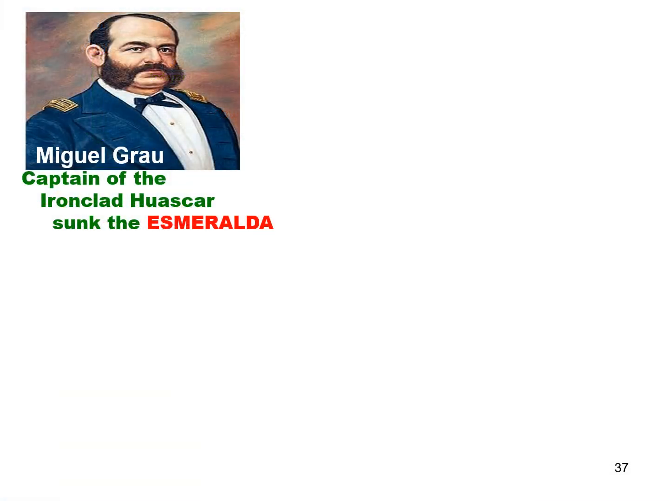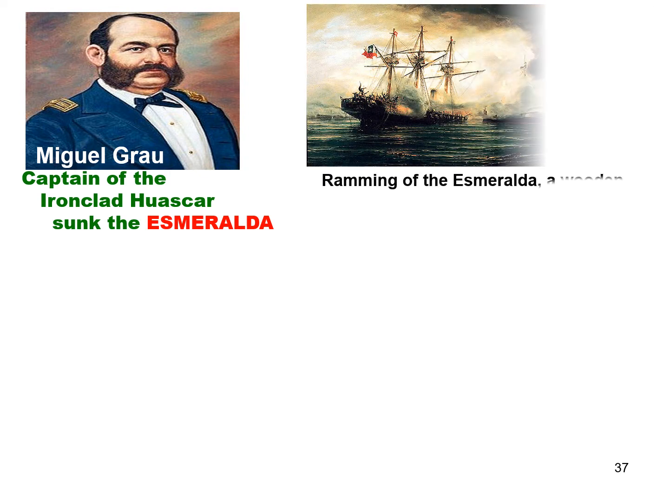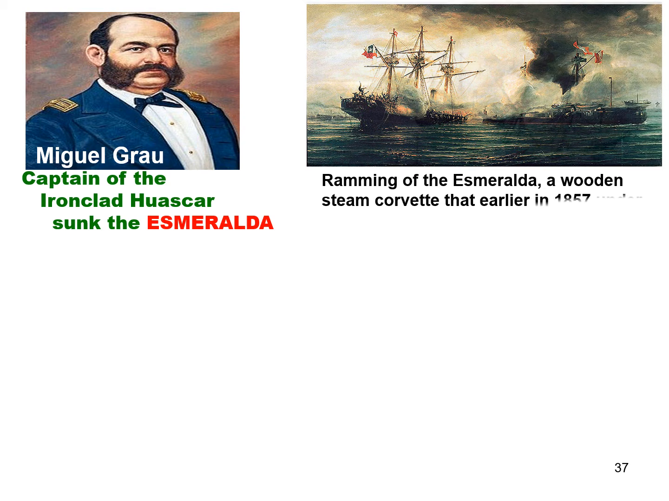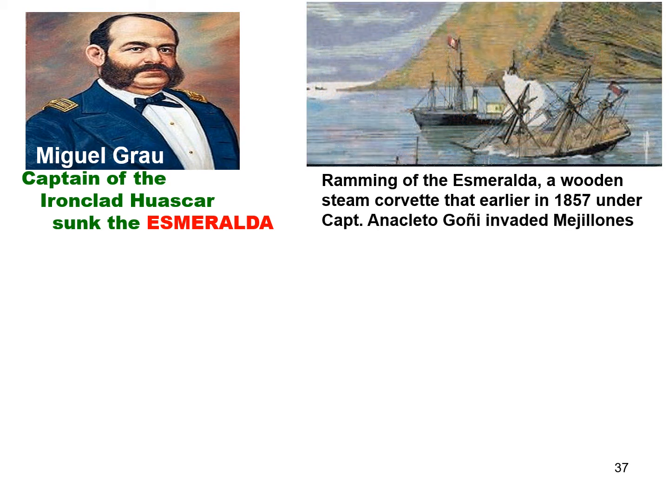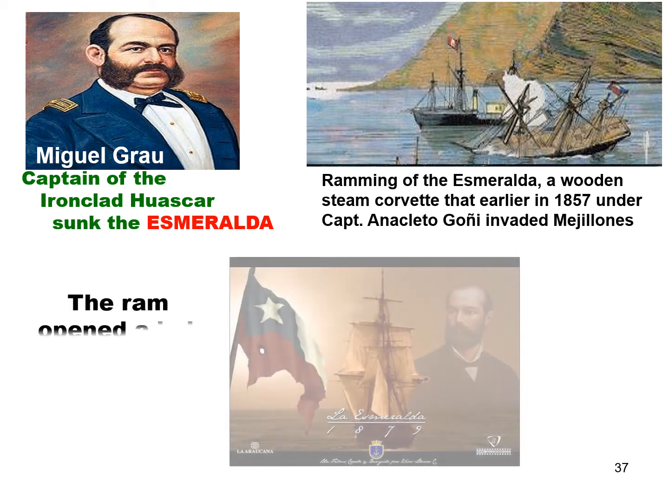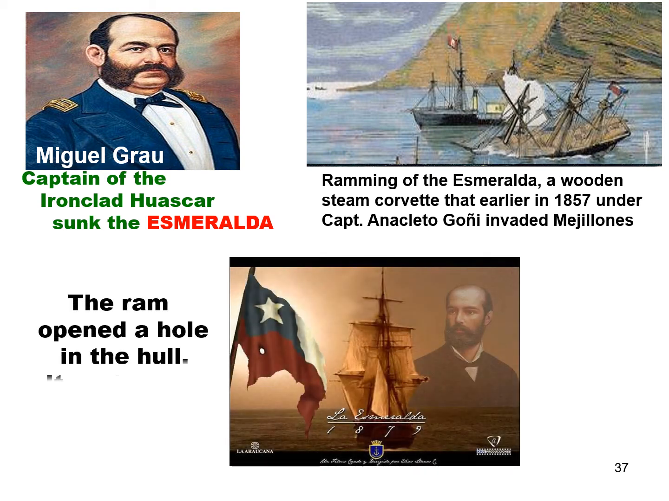Miguel Grau, captain of the ironclad Huáscar, sank the Esmeralda. The image shows the ramming of the Esmeralda, a wooden steam corvette that earlier in 1857, under Captain Anacleto Goñi, invaded Mejillones. The ram opened a hole in the hull, and the vessel took nearly 4 hours to sink.